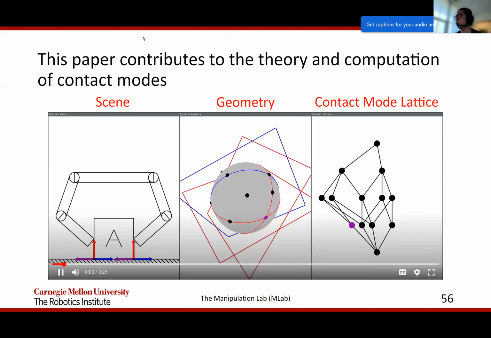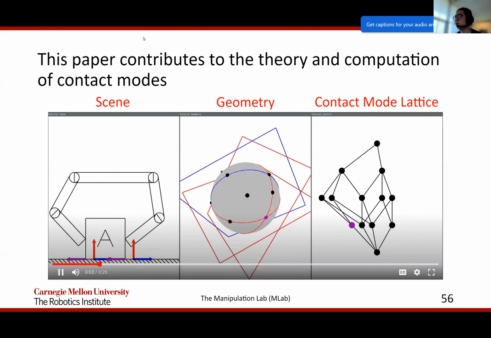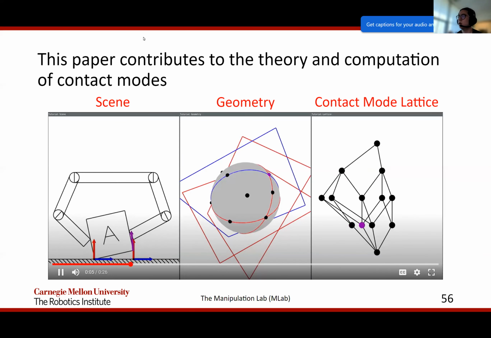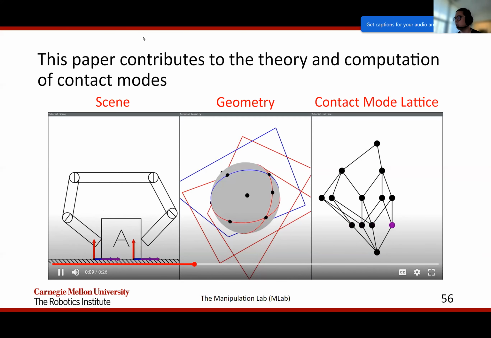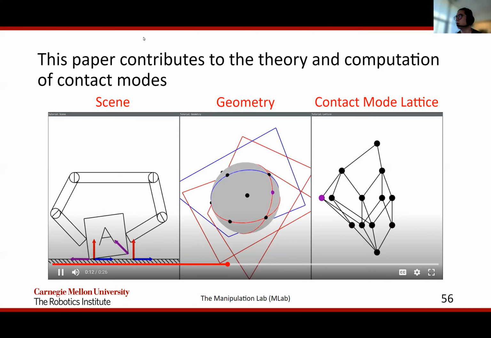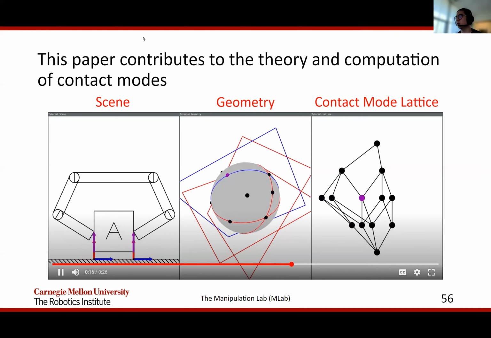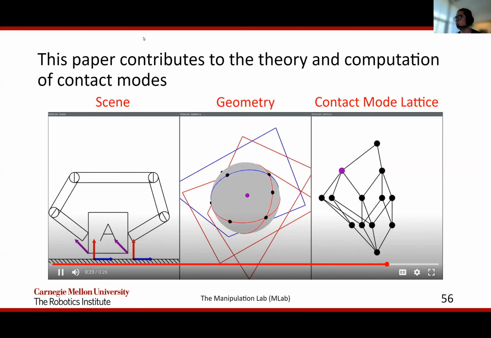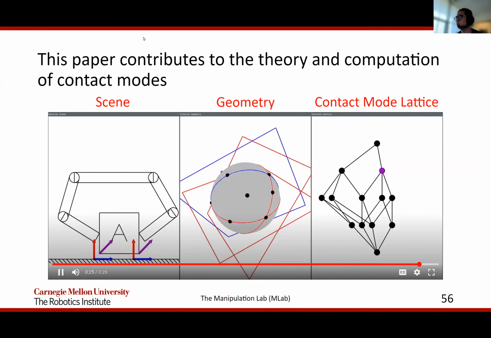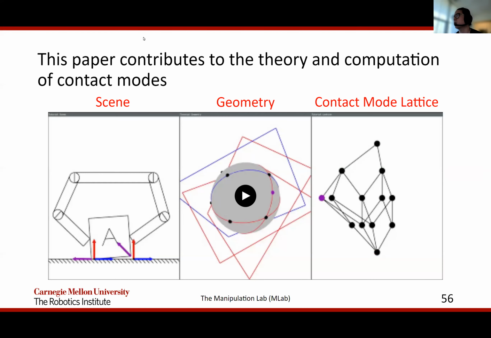Okay, this paper is mostly contributing to the theory and the computation of different contact modes. So on the left, we have a scene with a robot moving this block through all the different modes that it can be in. In the center, we have the hyperplane geometry described by the different contacts in the generalized velocity space. And on the right, we have a contact mode lattice, which is a highly structured combinatorial object describing how the different contact modes are related to each other, which I believe will be useful for planning and optimization in the future.